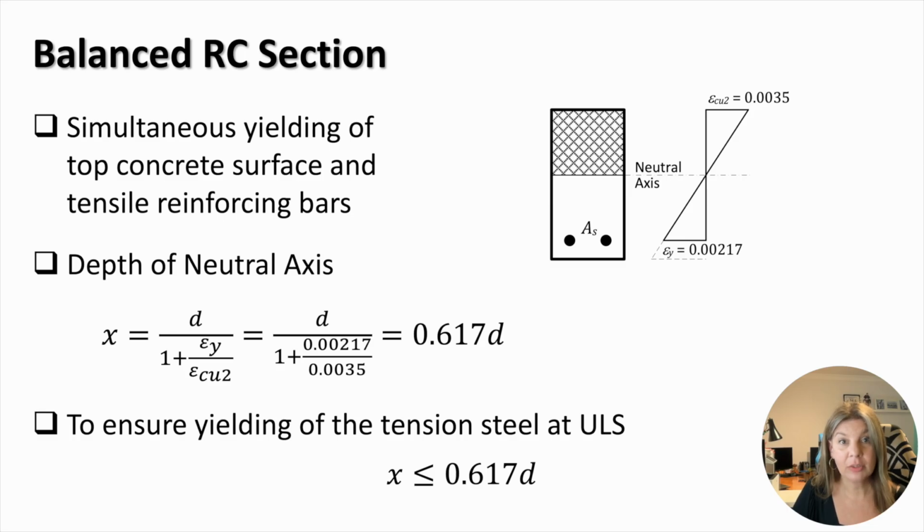Substituting the values of ultimate concrete compressive and steel tensile strains into the expression for the depth of the neutral axis results in the following equality: the depth of the neutral axis equals 0.617 times the effective depth D of the section. To ensure the yielding of the tension steel at the design for ultimate limit state, the depth of the neutral axis is limited to 0.617 times the effective depth of the section D.